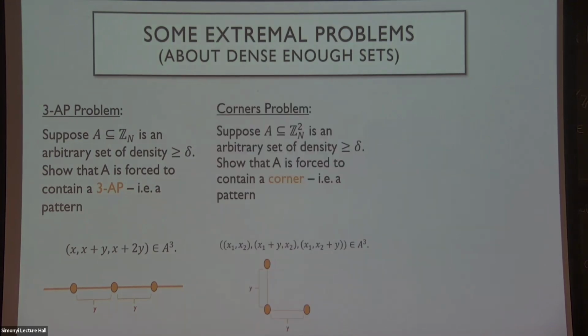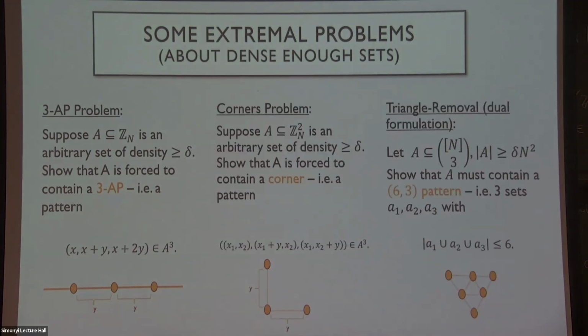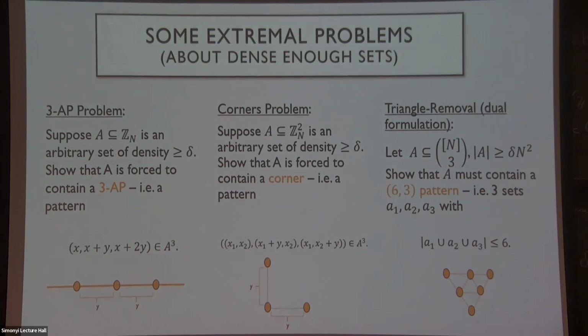So I'd like to talk to you about some problems in extremal combinatorics. Here are three of them. They're all roughly of the same high-level structure. In each case, we are given some arbitrary dense set in some space, and we're asking whether, just by virtue of this set being so large, there's some substructure whose presence in the set is unavoidable.